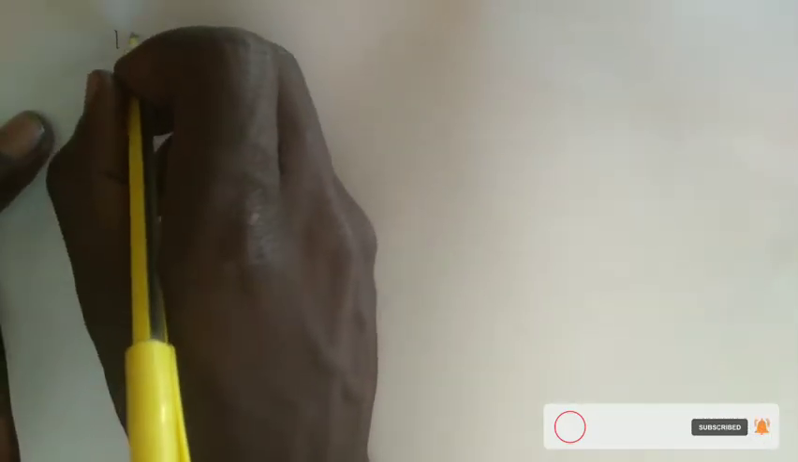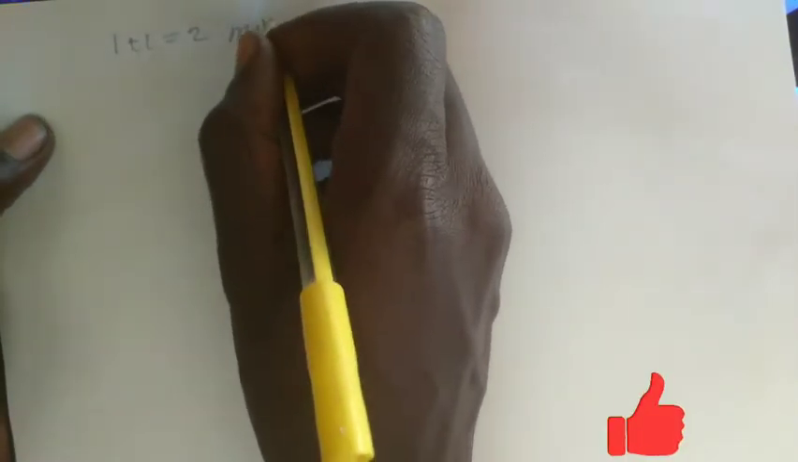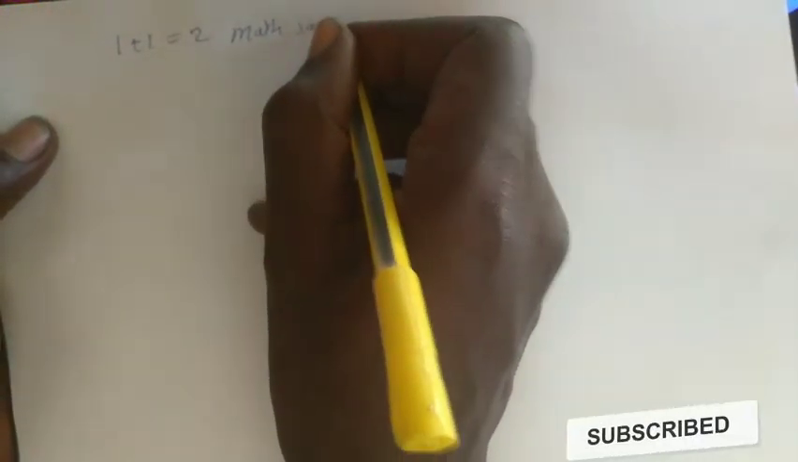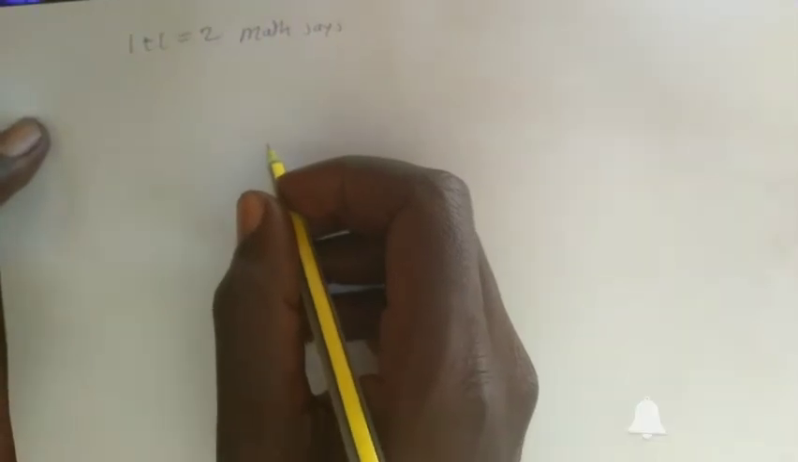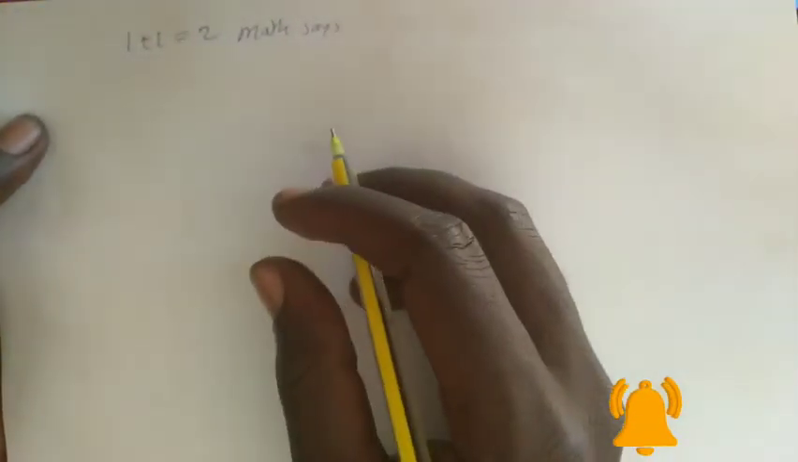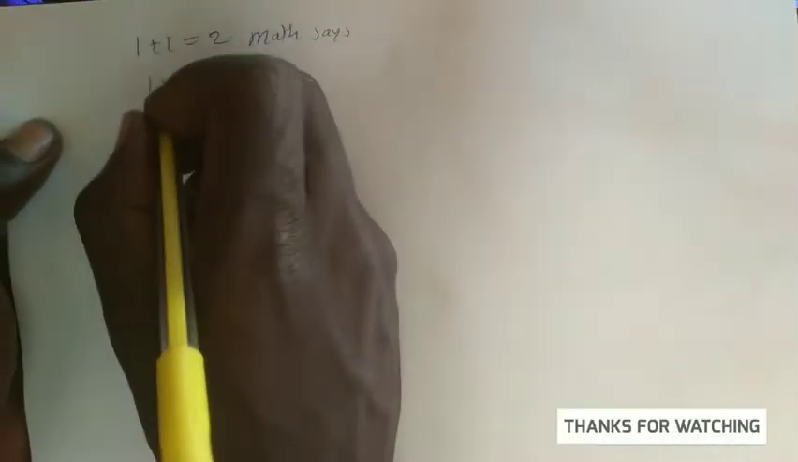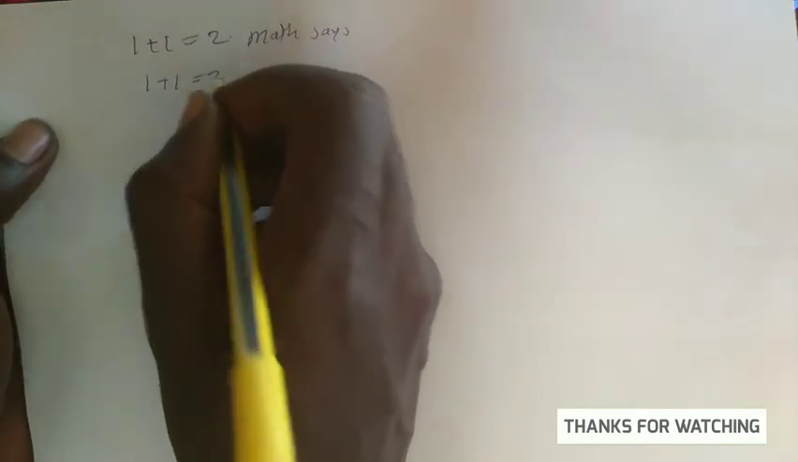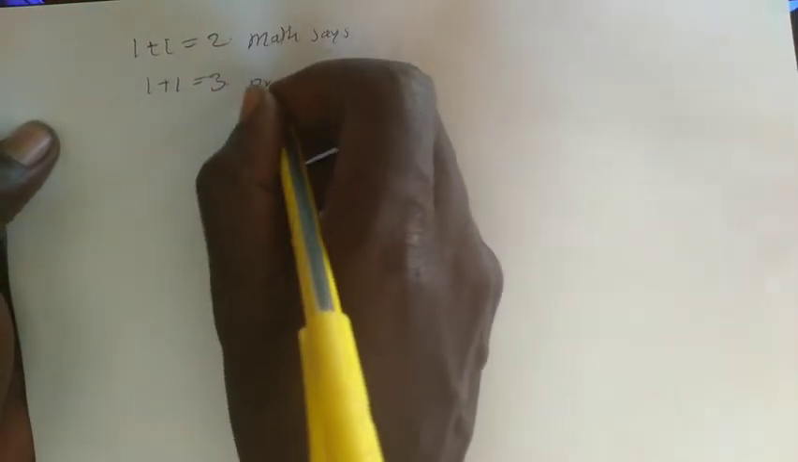Now I'm gonna show you how to break the law of basic mathematics, considering 1 plus 1. Mathematicians say that 1 plus 1 is equal to 2. Today I'm gonna show you that 1 plus 1 equals 3, and I'm going to prove it.